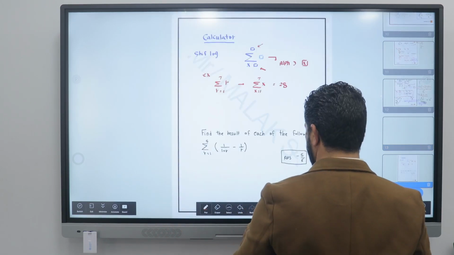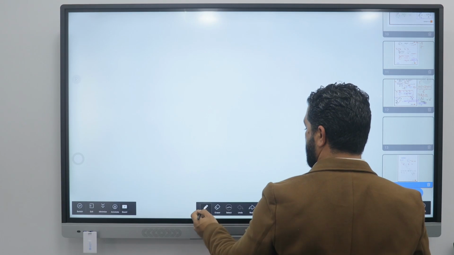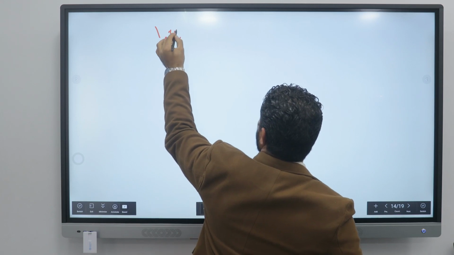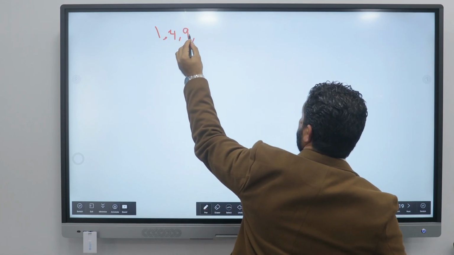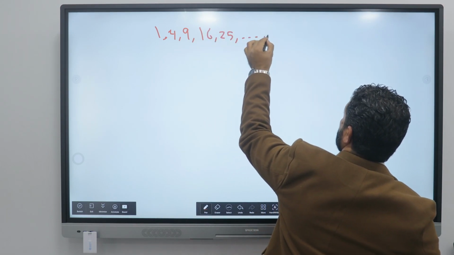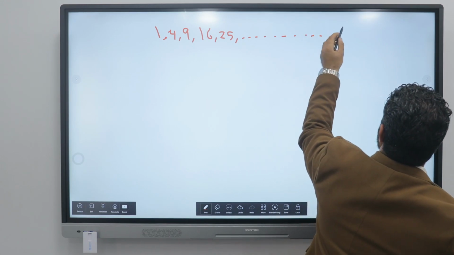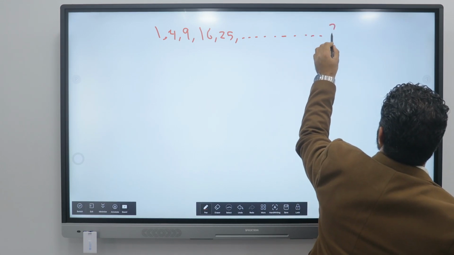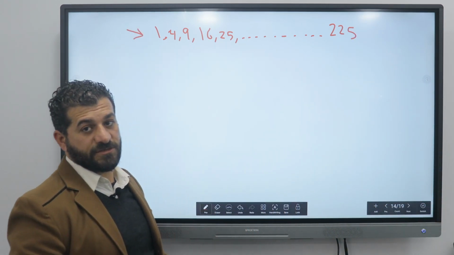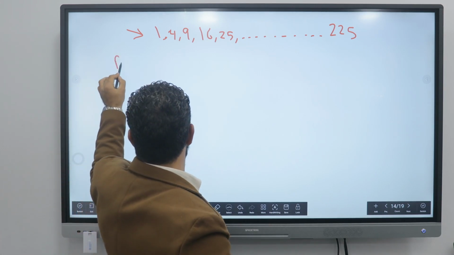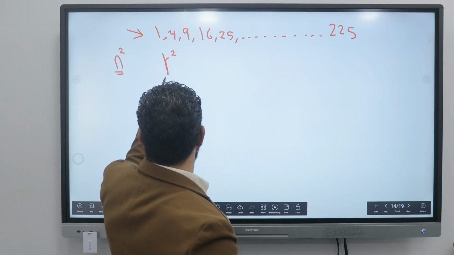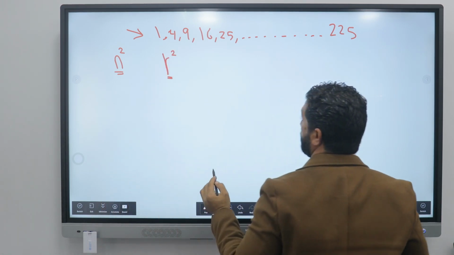The sequence here is given as, pay attention, 1, 4, 9, 16, 25, reaching, let's say, 225. Do you know what the nth term of this sequence is? The nth term of this sequence is n to the power of 2, or we can say r to the power of 2. This is the sequence, n or r to the power of 2. R stands for the order of the term.